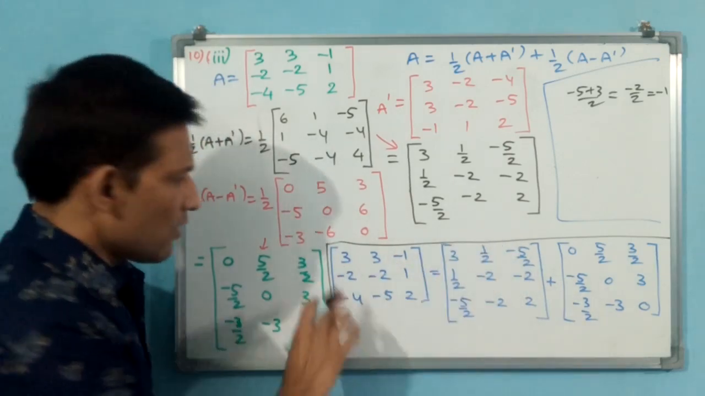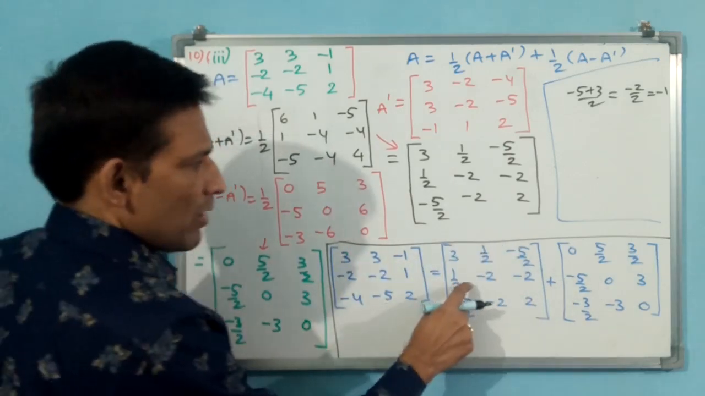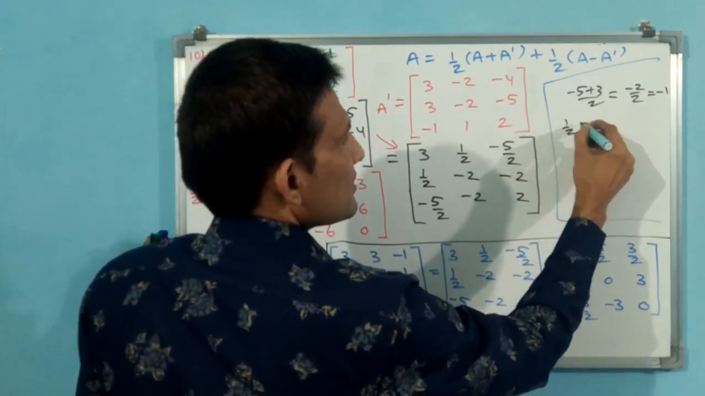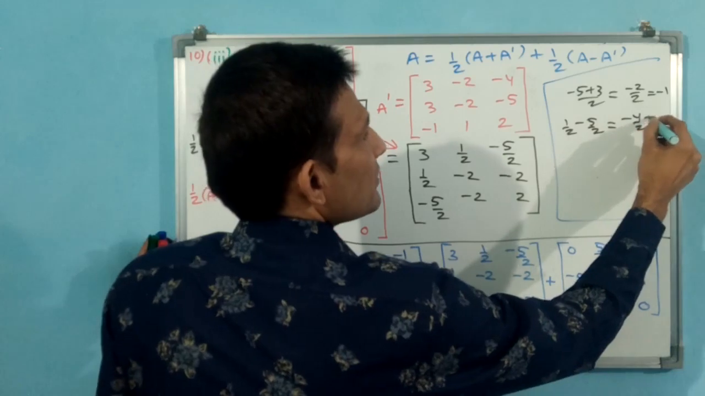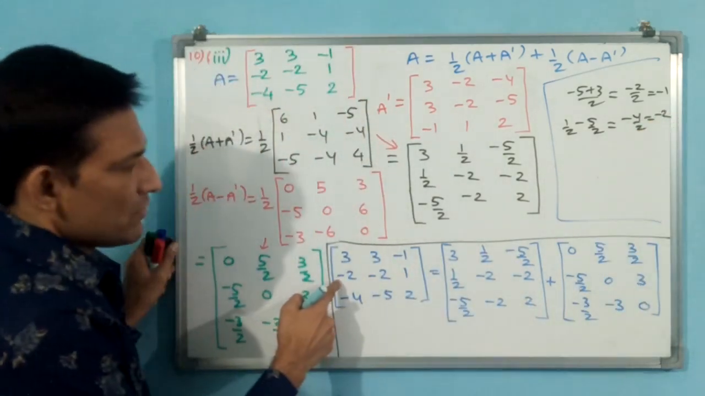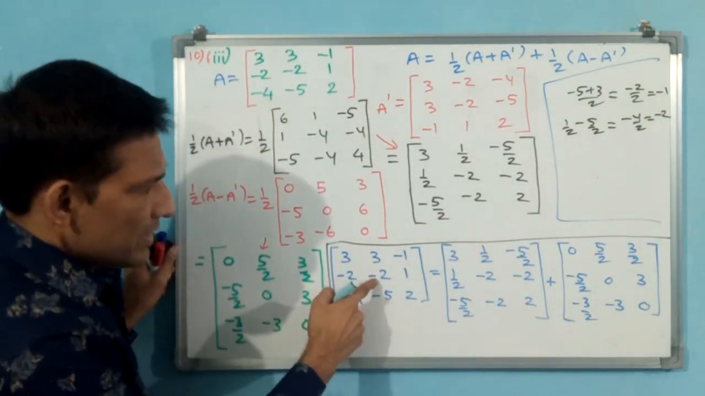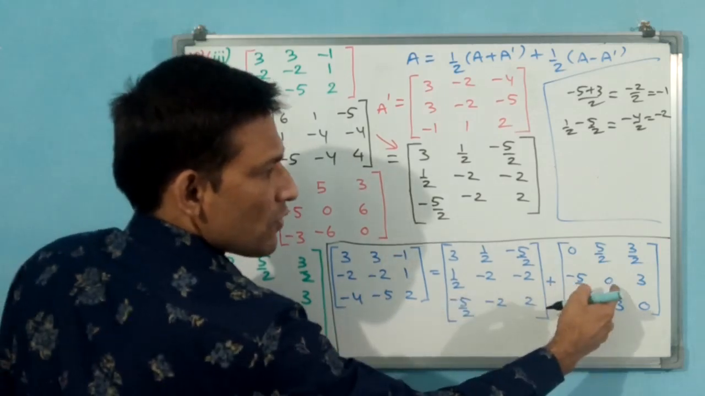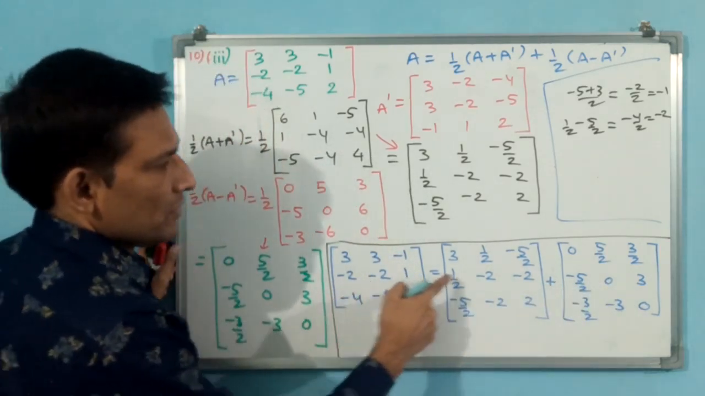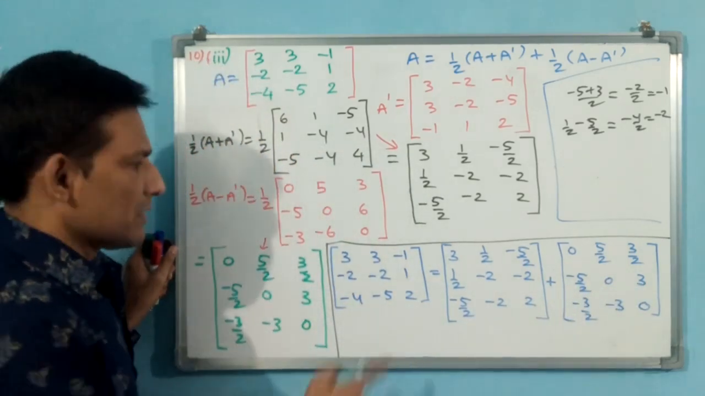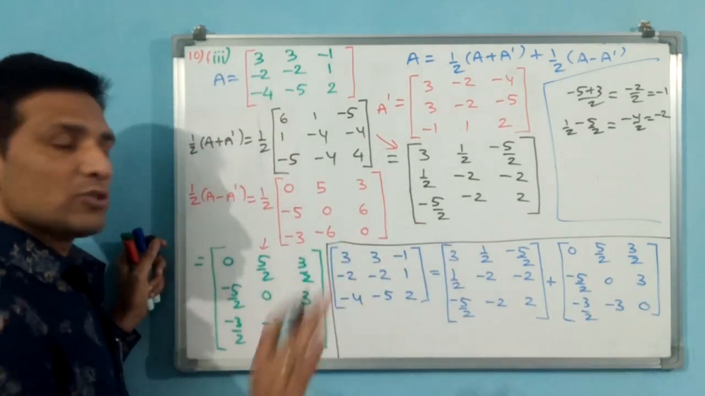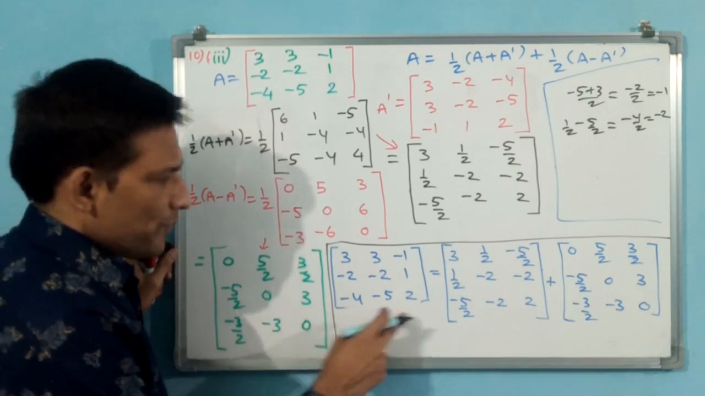First row over. Now we see the second row. 1 by 2 minus 5 by 2, minus 4 by 2, that is equal to minus 2. Minus 2 is there. Okay. Then you see this one: minus 2 plus 0, minus 2. Then minus 2 plus 3, plus 1. Plus 1 is there. That means the second row is also over. Now we go for the third row.